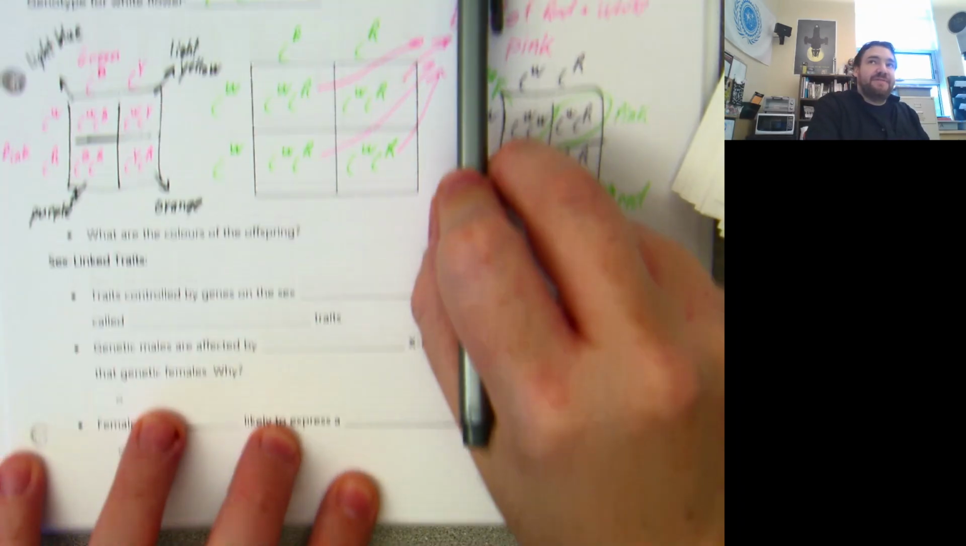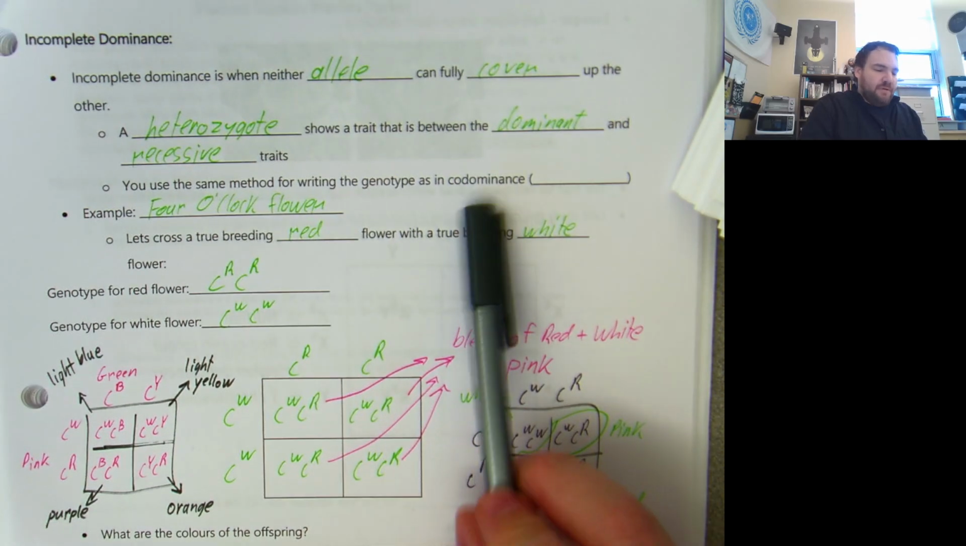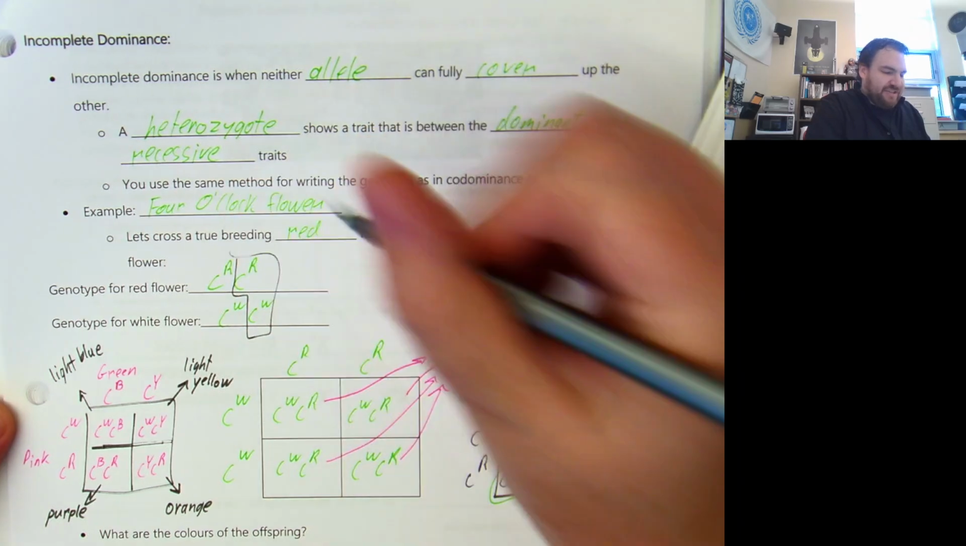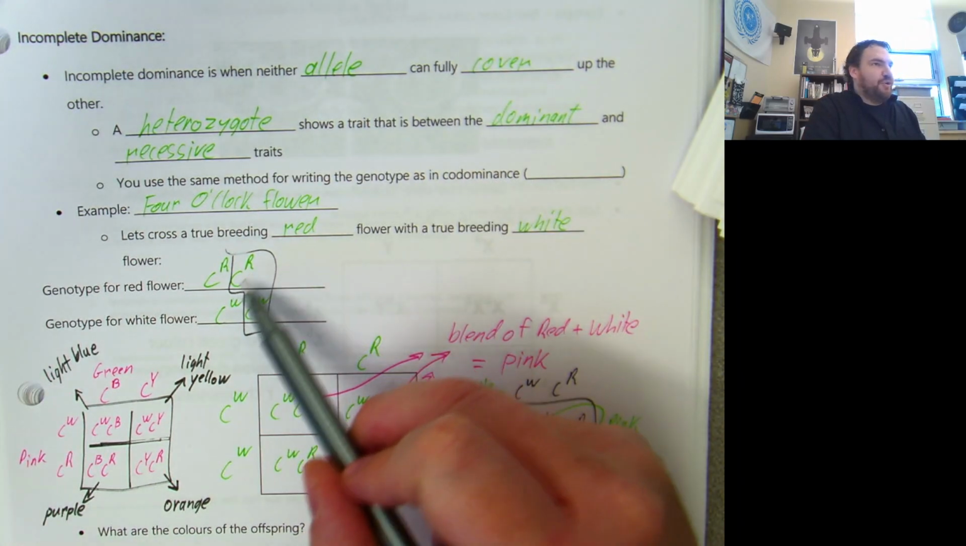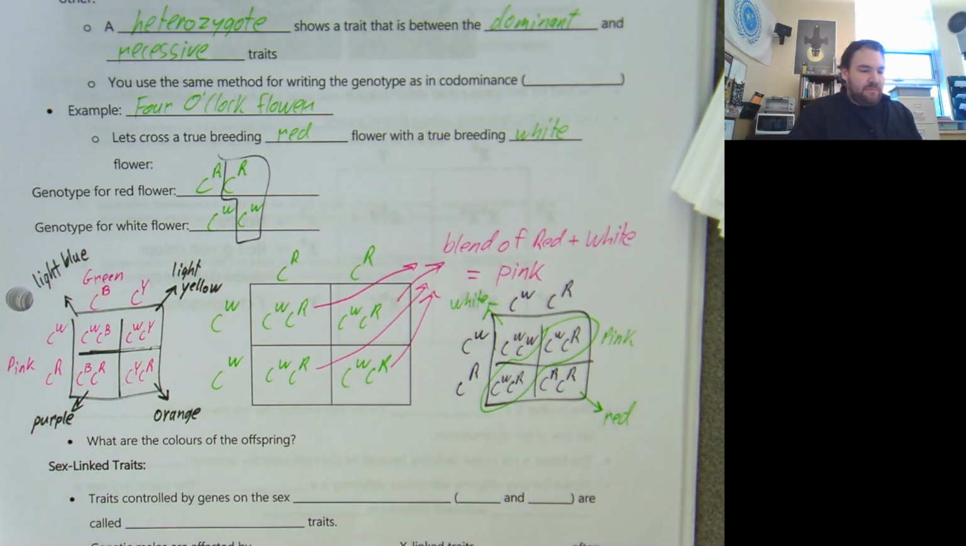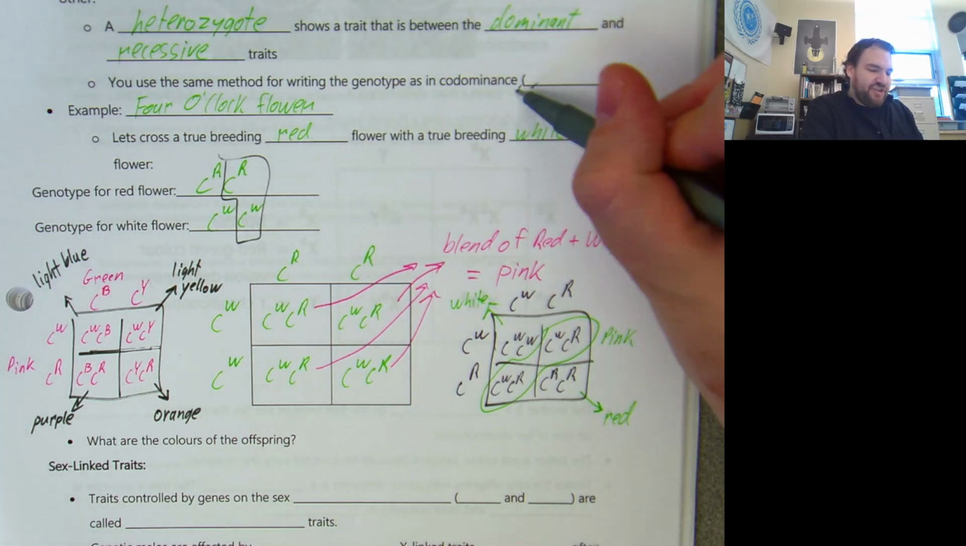As in codominance? Because I hadn't started an example yet. This is what I was going to put there. It's the same idea. It's whatever the two traits are with the capital letter dominance. This just shouldn't be there.